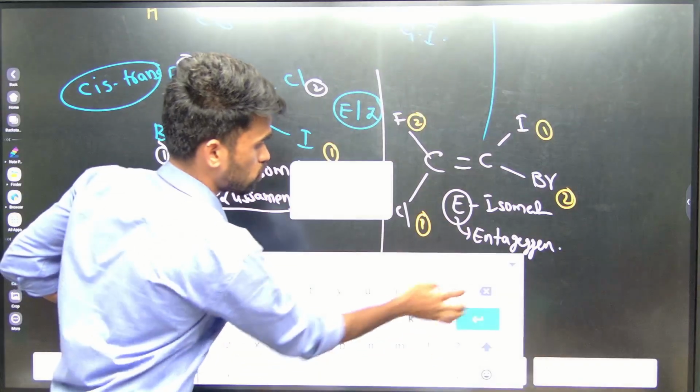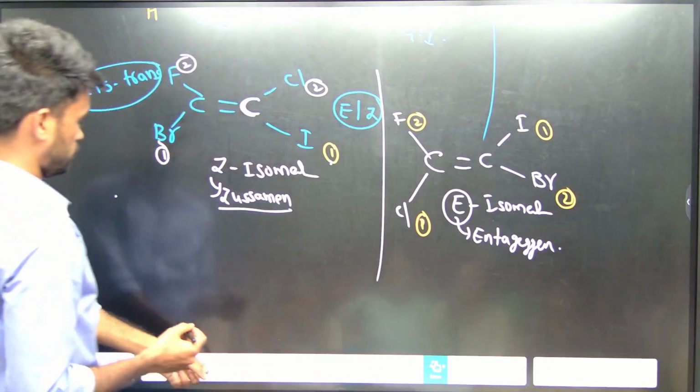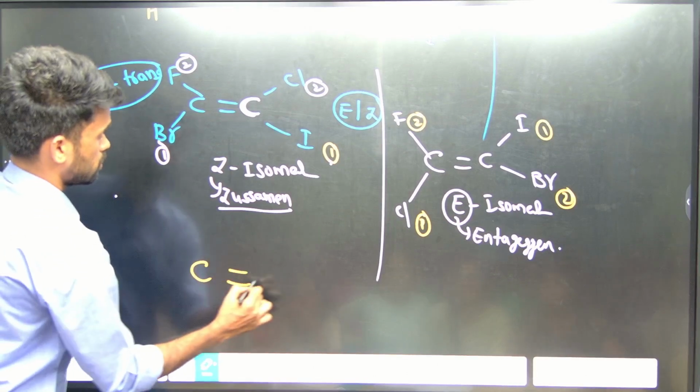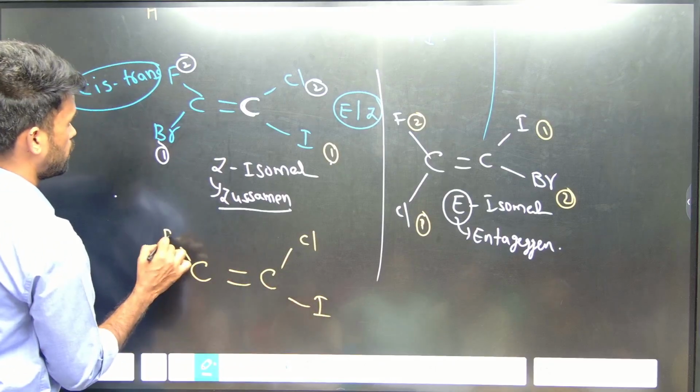So now the question will be like this. Cl, I, Br, F.